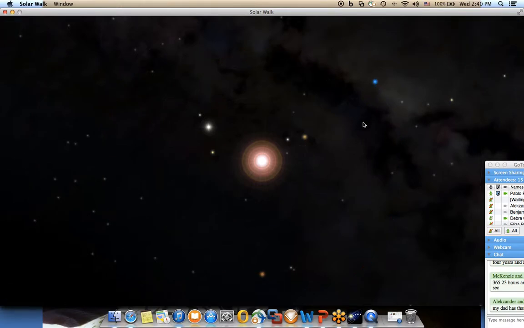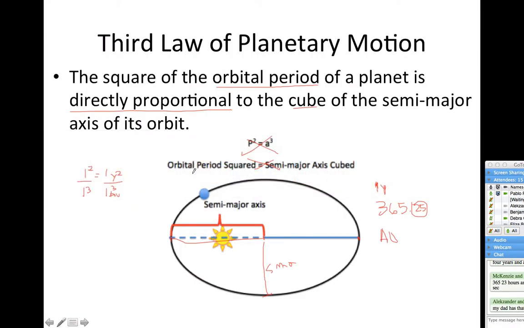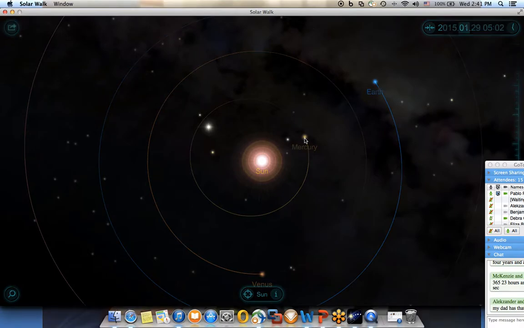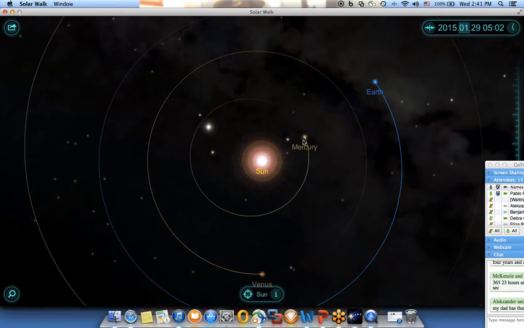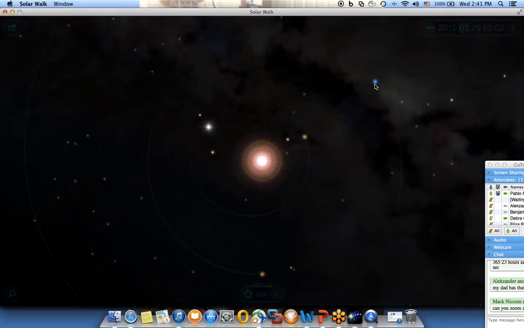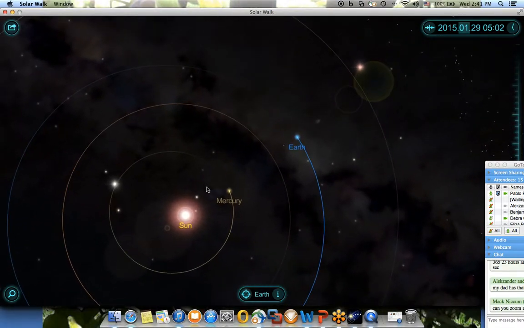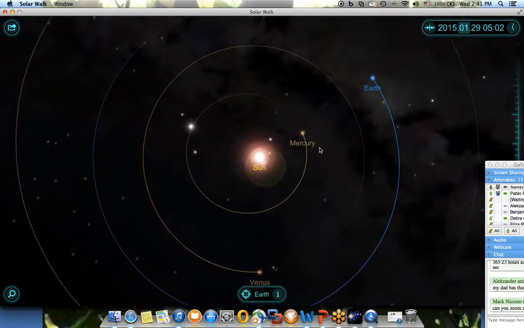So the cool thing is that by knowing these proportions of the third law, and being able to measure the period of the planets, Kepler was able to measure the distance between the Sun and the planet, the semi-major axis. The same thing with Venus and so on, relative to the distance of the Earth. Okay, so let me see if I can move this. I don't know why it keeps moving. Okay, I think that is because I click on that planet.